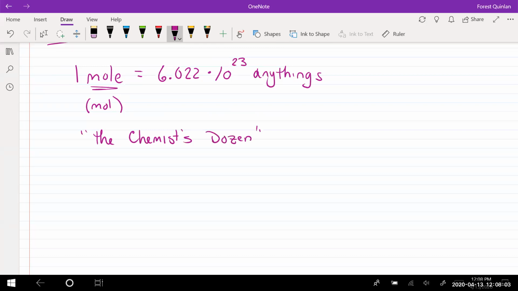And really, it's just a way of saying, if I have this many things, I'm going to call it a mole. If you have 12 eggs, it's a dozen. If you have 12 cars, it's a dozen. You have 12 people, it's a dozen. It doesn't matter what they are, it's a dozen of those things. And Avogadro says, if you have this many of anything, we're going to call it a mole's worth of stuff.